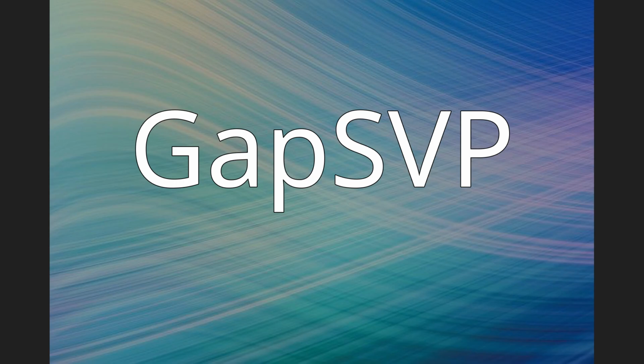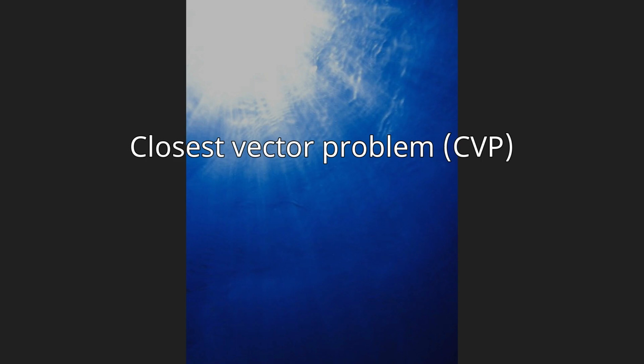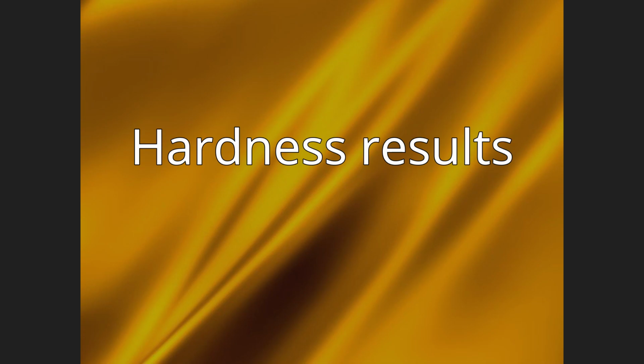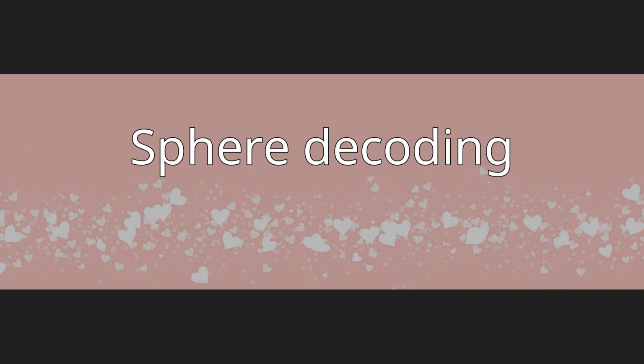Gap SVP. Closest vector problem, CVP. Relationship with SVP. Hardness results. Sphere decoding. Algorithms for CVP, especially the Fincke and Pohst variant, have been used for data detection in multiple-input, multiple-output (MIMO) wireless communication systems for coded and uncoded signals. In this context, it is called sphere decoding due to the radius used internal to many CVP solutions.